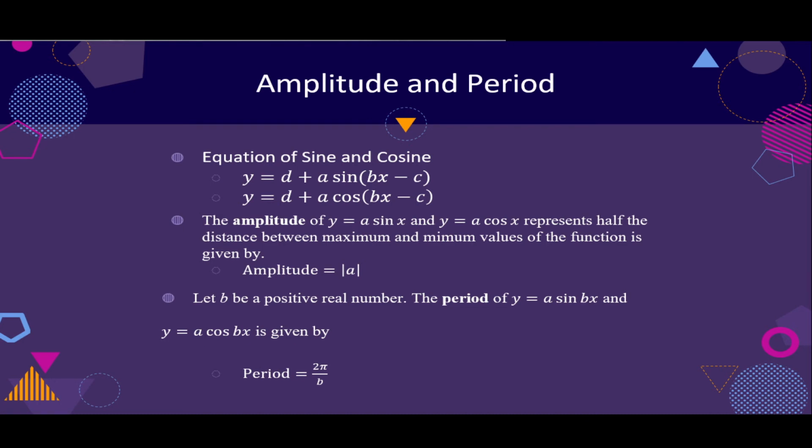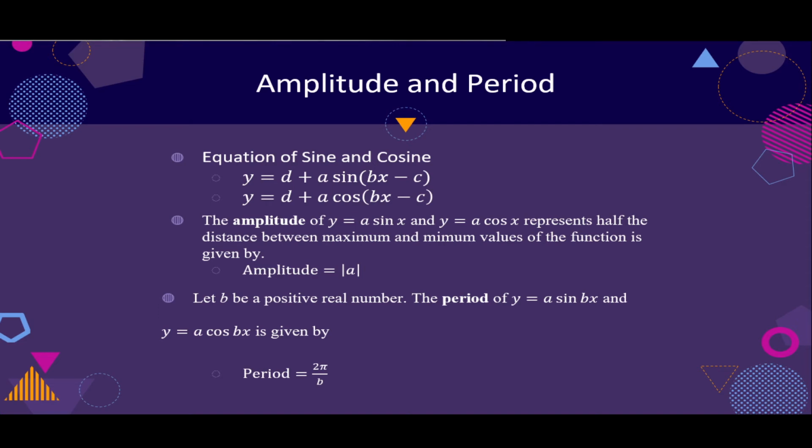Okay, the amplitude of y equals a sine of x and y equals a cosine of x represents half the distance between the maximum and minimum. So think basically the amplitude is half of your range. Given by amplitude equals the absolute value of a.